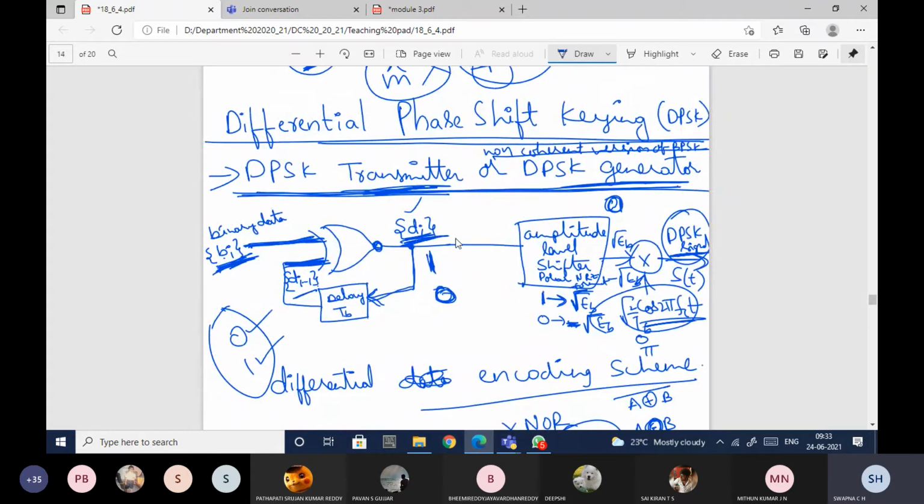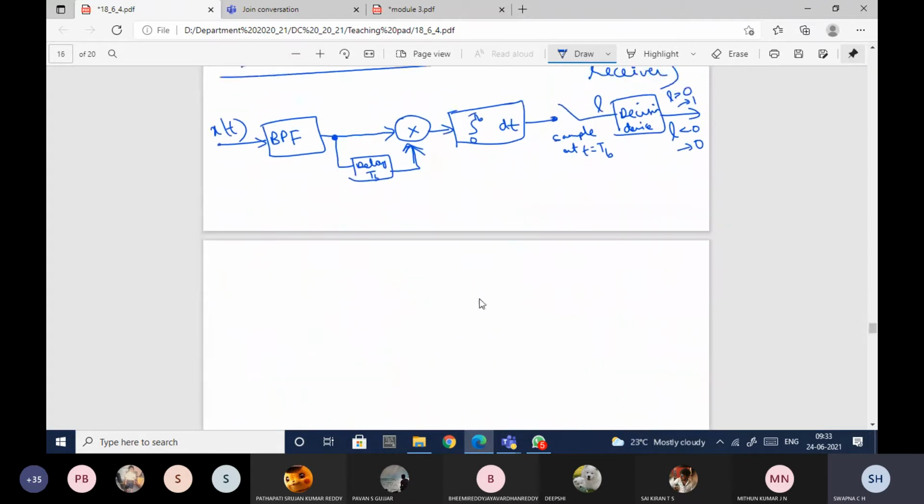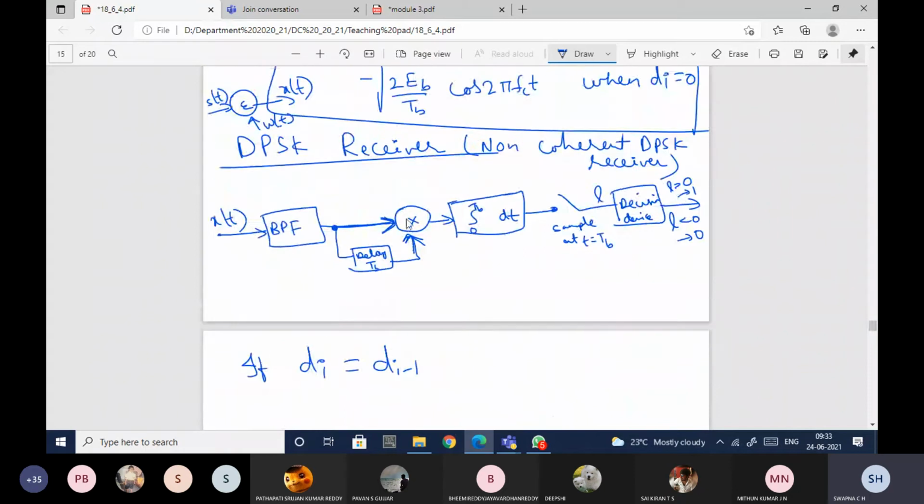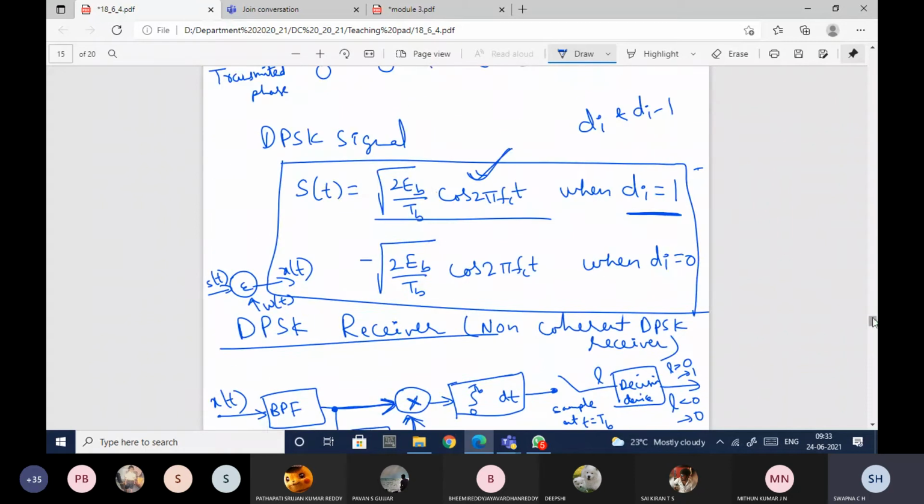If d_i is equal to d_(i-1), so here what is happening is I'm getting the equation corresponding to d_i and d_(i-1). If d_i and d_(i-1) are the same, it means that I may get either both of these as inputs to the multiplier, or I'll get both of the other one to the multiplier.